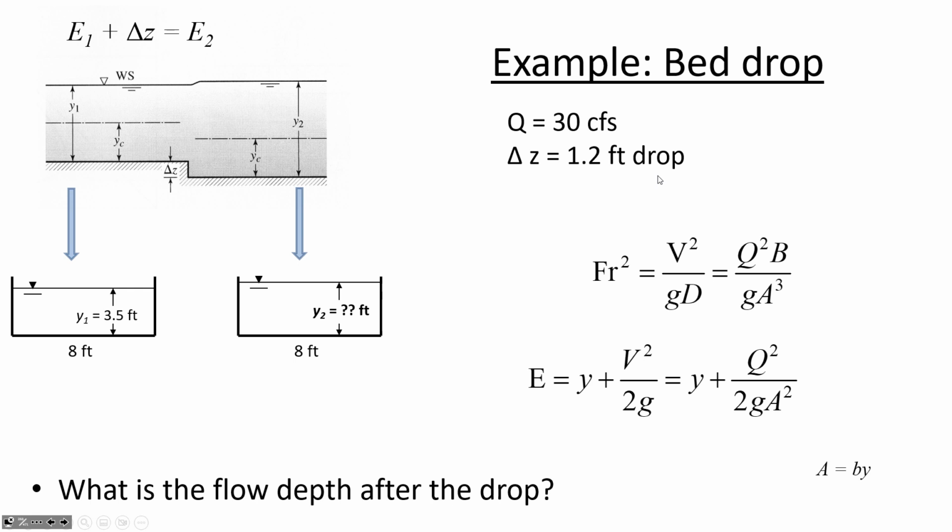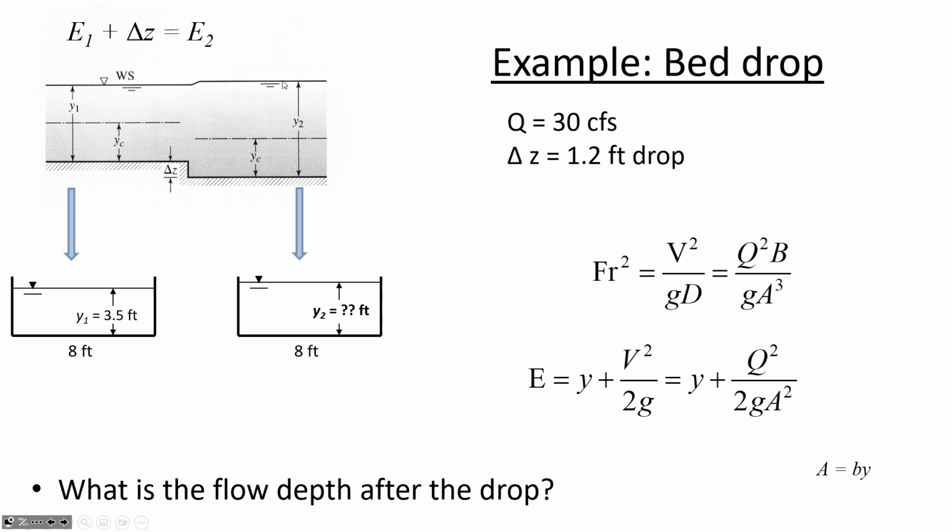We've got this example where water is flowing at 30 cubic feet per second, and then there's a 1.2 foot bed drop. The channel is 8 feet wide, and the initial depth is 3.5 feet. And we want to know what is going to be the depth after we go off of this drop. So it was flowing along at 3.5 feet. What will be the new depth downstream?